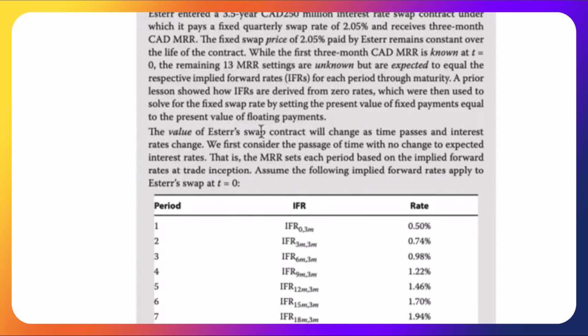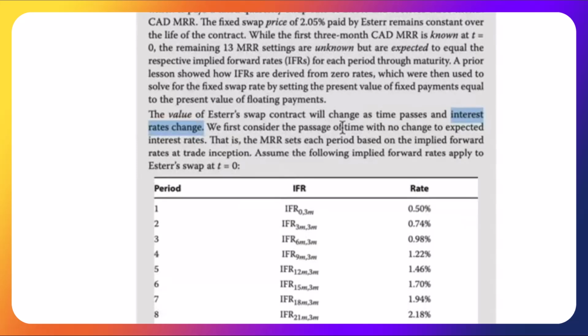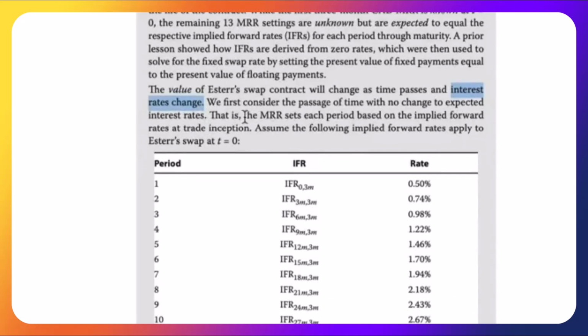The value of the swap contract will change as time passes. I've already shown you that. And as interest rates change. We first consider the passage of time with no change to expected interest rates. So we're going to isolate the two moves. I already gave you an example in the video where we just moved the time forward. We made the payment. We showed how one side paid the other side too much, but that they made it up in the value of the swap changing. So we first consider the passage of time, no change to expected interest rates.